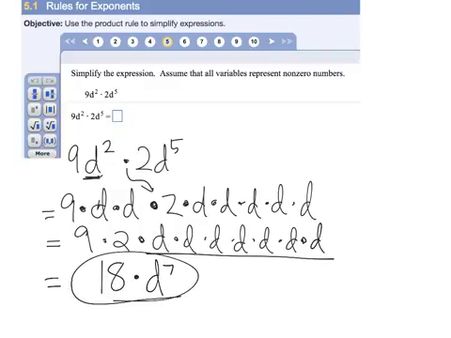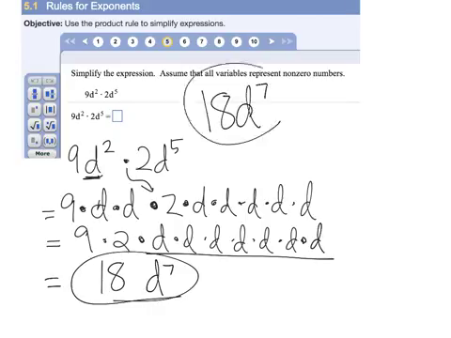But you don't need that little times sign. So that little times sign here we can erase. So really the answer is 18 d to the 7th power.